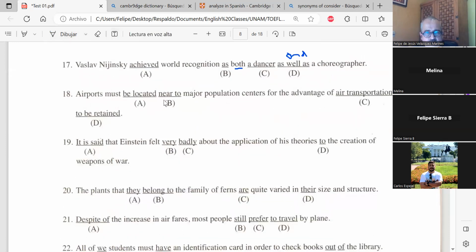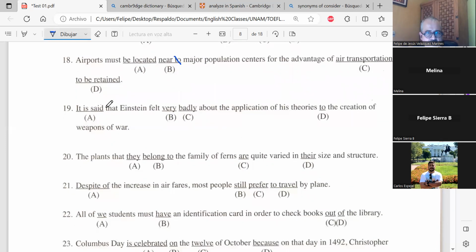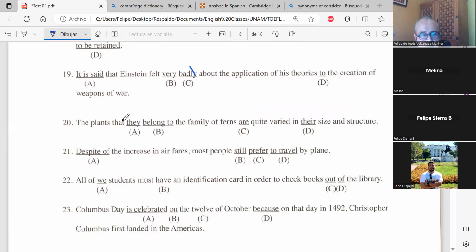Okay, airports must be located. What is the mistake here? Must be located near. We never say near to. Okay, it is said that Einstein felt very badly. If he felt very badly, he said, Einstein, what is this? Close your eyes, and what is this? This is a brick. Oh, it's a telephone. It's because I feel badly. Yes. But when it is about me, my own feelings, it is, I feel bad.